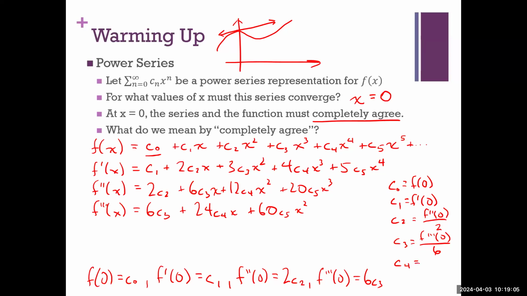Do we see a pattern emerging at all? It's the fourth derivative of f at 0 over 24. Can we generalize that at all? What am I doing with the function? I'm basically taking higher and higher order derivatives, right? So the thing we have to worry about is getting a handle on that denominator.